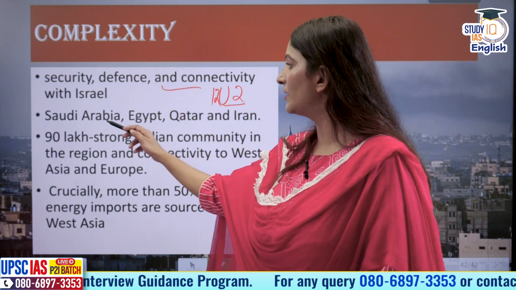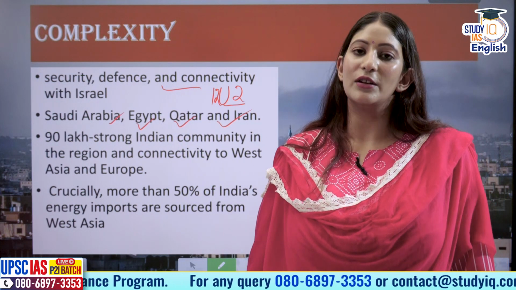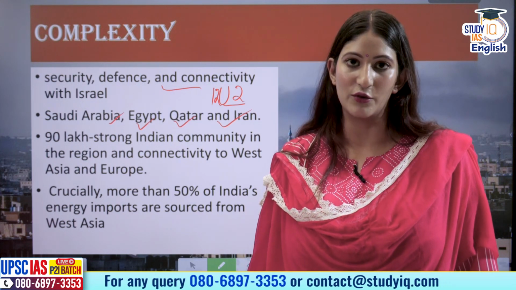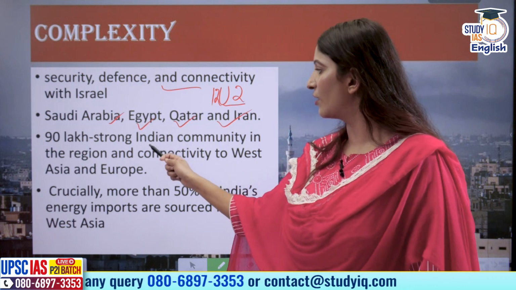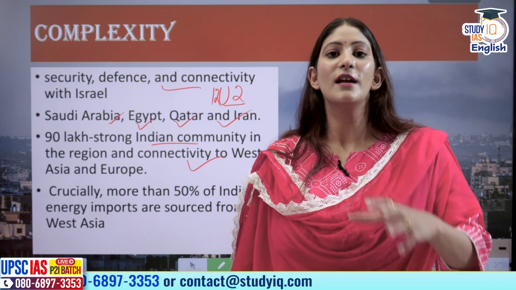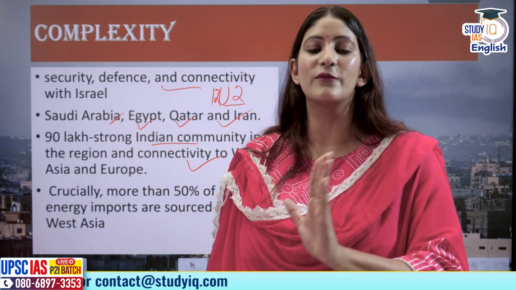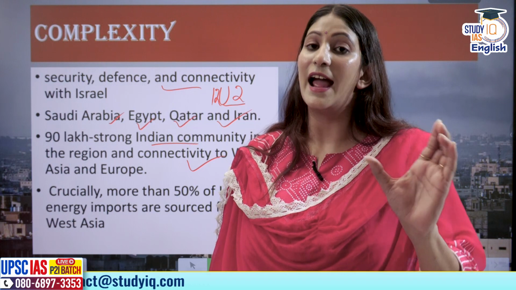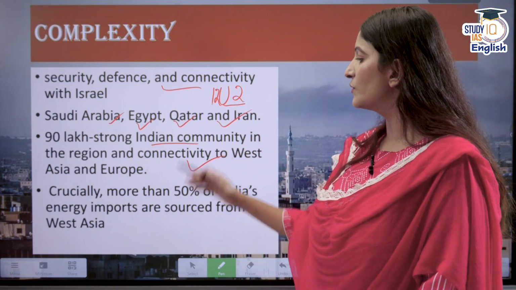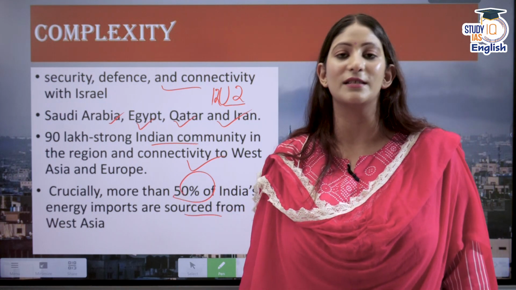Also, Saudi Arabia, Egypt, Qatar, Iran. With these many rival nations of Israel, we have had good relations and we still have good relations. There is a 90 lakh strong Indian community in the region, and connectivity is important when we talk about West Asia, the Middle East as they call it from the American perspective. From the Indian perspective, it is West Asia. And even Israel is very important to give us ground in the Mediterranean Sea. Crucially, more than 50% of India's energy imports are sourced from West Asia.